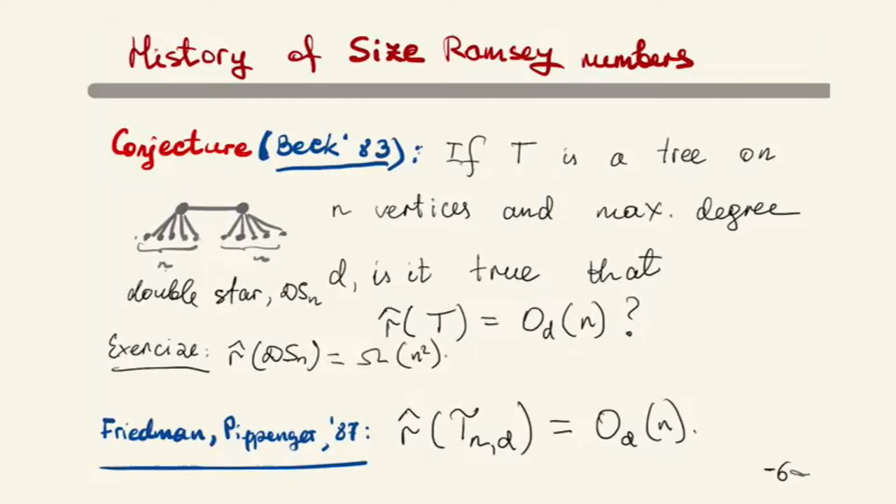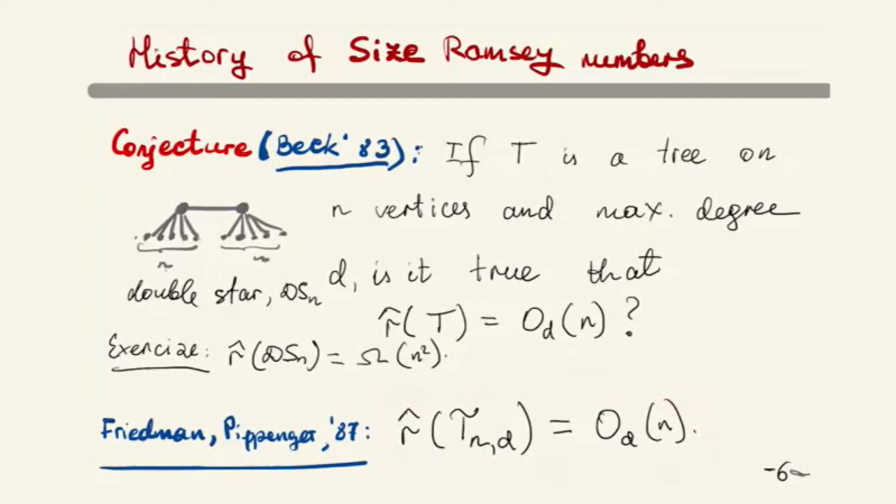So this conjecture of Beck was confirmed by Friedman and Pippenger. And what they showed is that the size Ramsey number of an entire family of trees on n vertices and maximum degree d is linear. So this is really interesting. It was a very important step in size Ramsey numbers, and a very beautiful paper, I think ahead of its time.